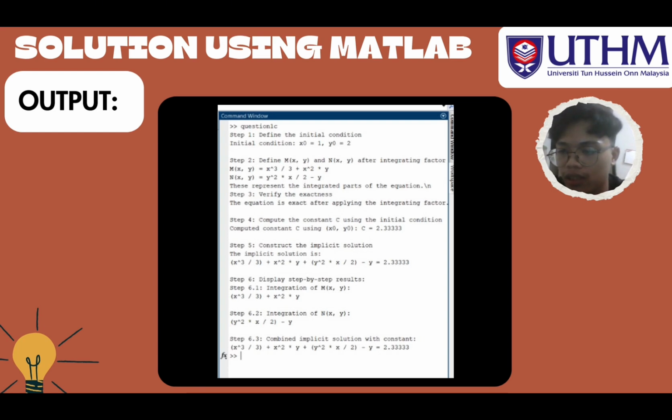Step 6 is display the step-by-step result. Step 6.1 is integrating Mxy. We will get x power of 3 over 3 plus x power of 2y. For step 6.2, integrating Nxy, y power of 2x over 2 minus y. And finally, step 6.3 is combine implicit solution with constant. We will get x power of 3 over 3 plus x power of 2y plus y power of 2x over 2 minus y.